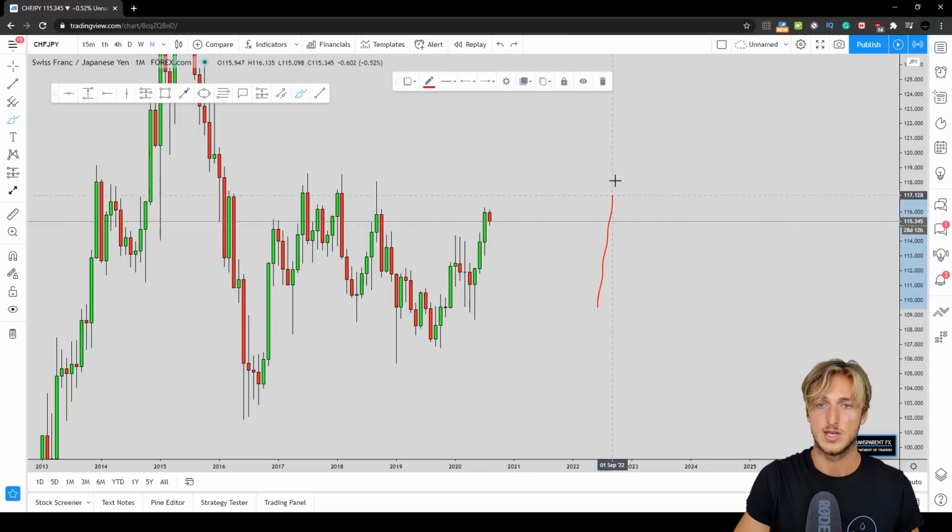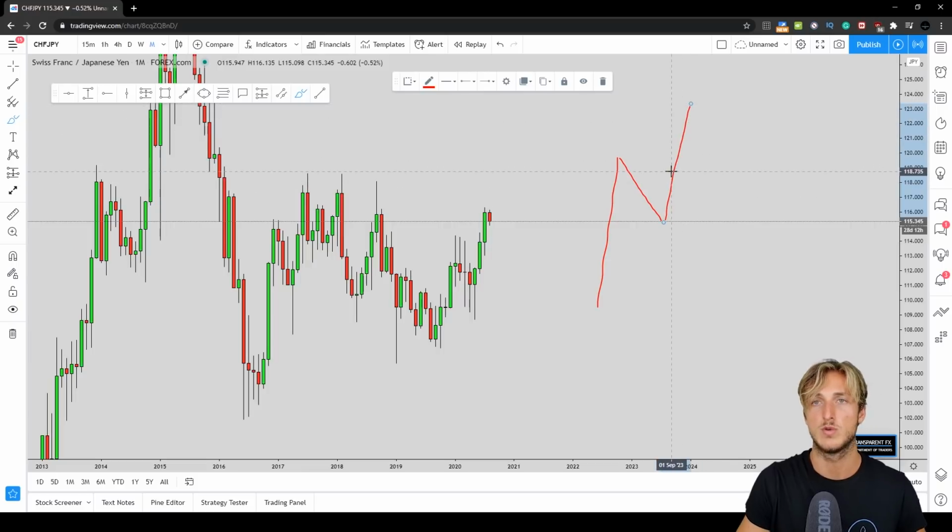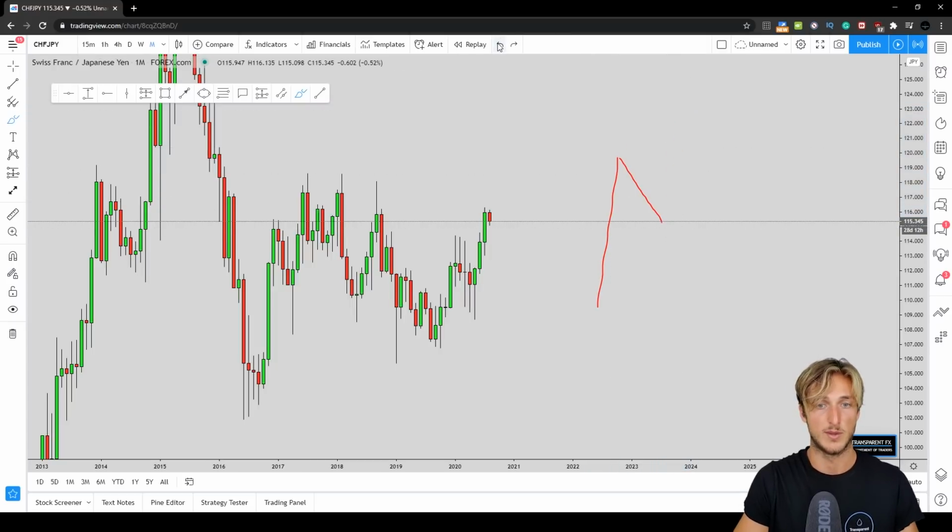Now, every time you see an impulse and a correction, you want to see the continuation to the upside. You will like the market to give you the continuation to the upside. So you will expect a bullish direction of the market. If you have it on the monthly, you will expect the market for the next months to be bullish. If you have it on the weekly, you will expect the market for the next weeks to be bullish. If you have it on the daily, the next days to be bullish. So in this case, we definitely expected the continuation to the upside.